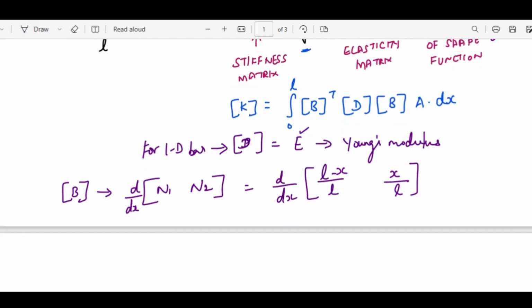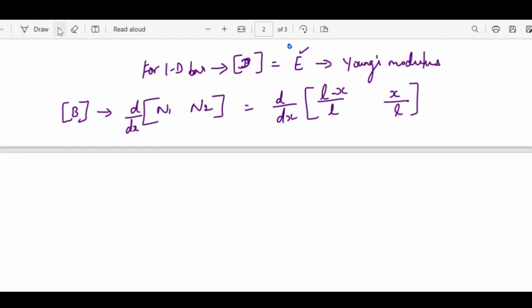Fine. So if we take the derivative of L minus h by L, we will have minus 1 by L, and if we take the derivative of h by L, we have 1 by L. Okay, so that is B. So B is minus 1 by L and 1 by L, a row matrix.